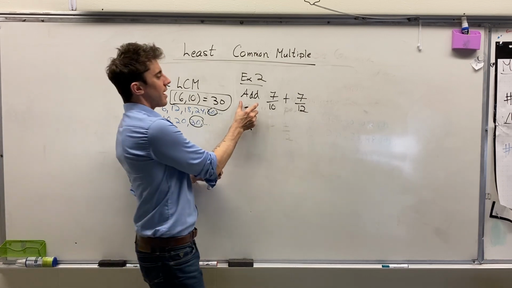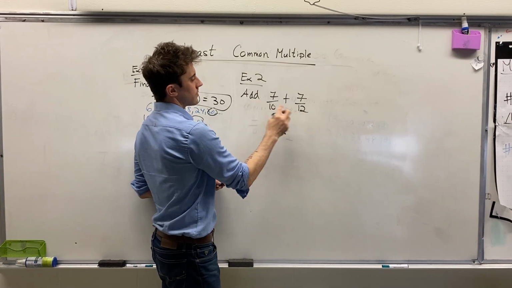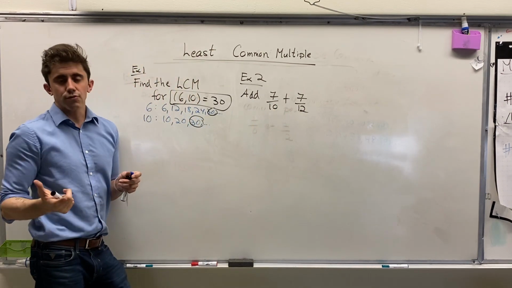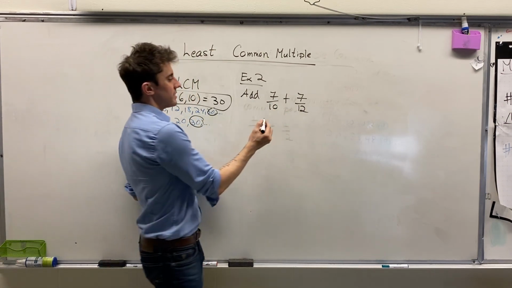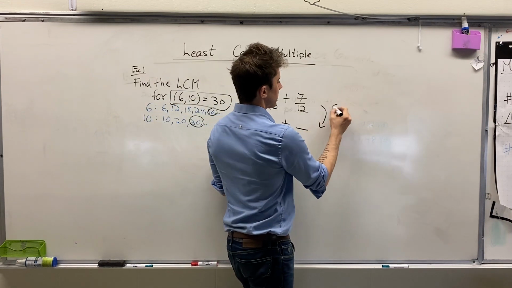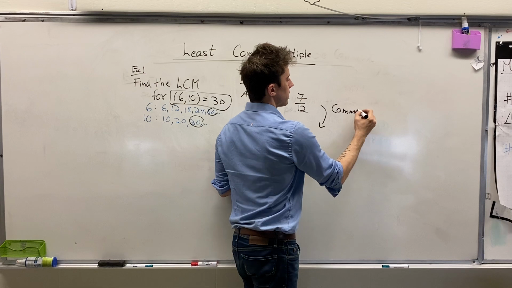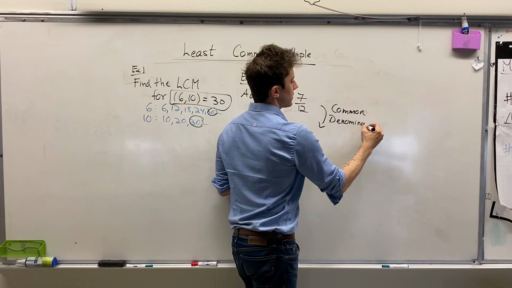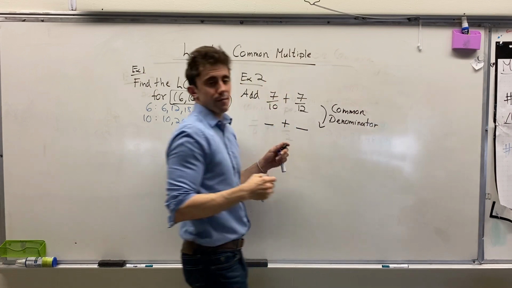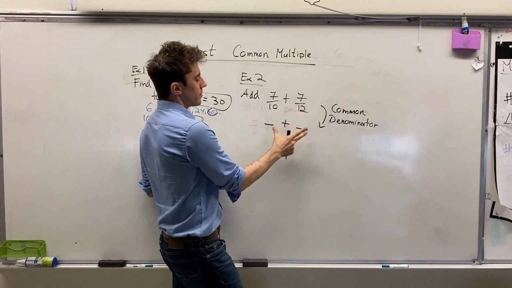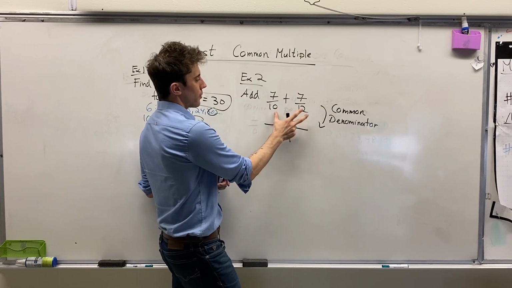And so if you're asked to add 7 tenths plus 7 twelfths, we rewrite this a little bit nicer. To add two fractions or to subtract two fractions, we know that we need a common denominator, okay? We know that we have to find a common denominator. If it's been a while since you've done this, hopefully this has been embedded into your memory by repetitive practice. So a common denominator means the exact same denominator for both fractions.